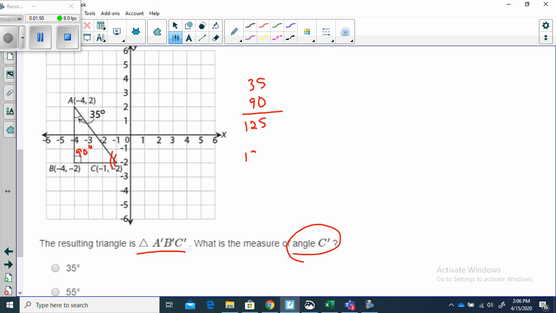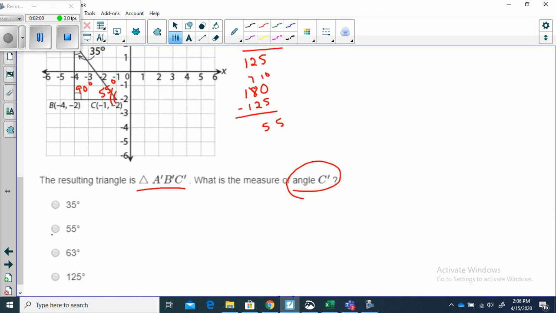So all I have to do is say 180 minus 125, and I would get, let's borrow one here, 10 minus 5 is 5, 7 minus 2 is 5. I've got a 55-degree angle right here. The 3 of those add up to 180. So the measure of angle C prime is going to be 55 degrees.